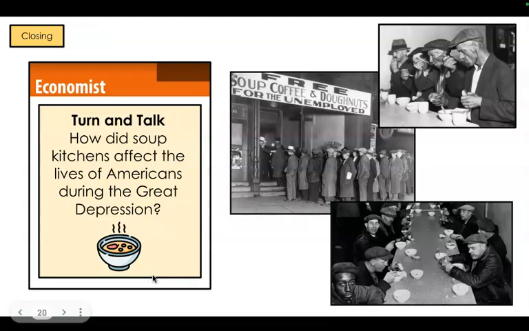And then you're going to answer this final question of how did soup kitchens affect the lives of Americans during the Great Depression? And then after this, you're going to make sure you fold and glue your passage into your journal and then continue working on the social studies board.